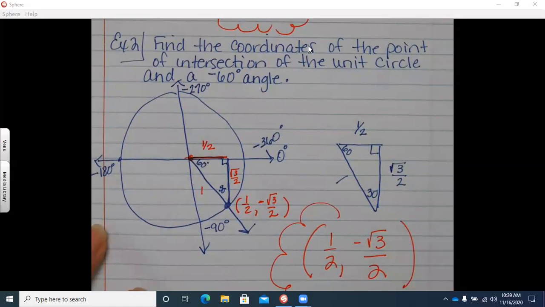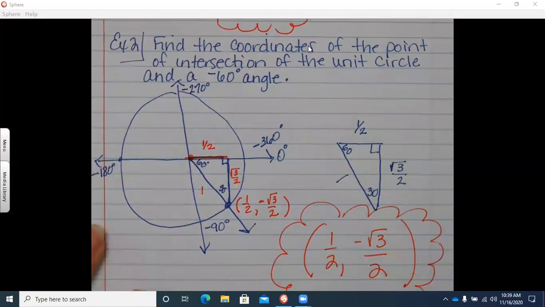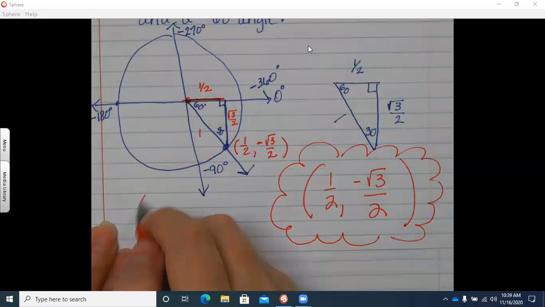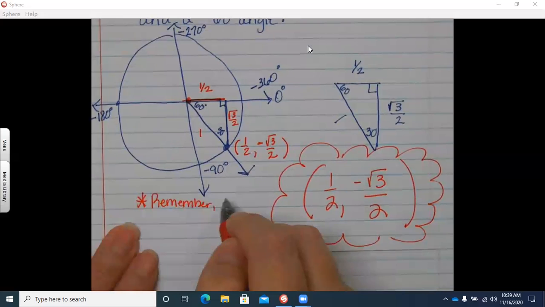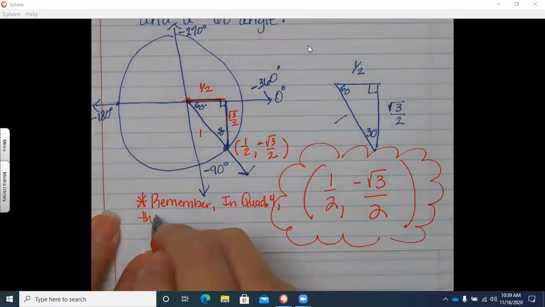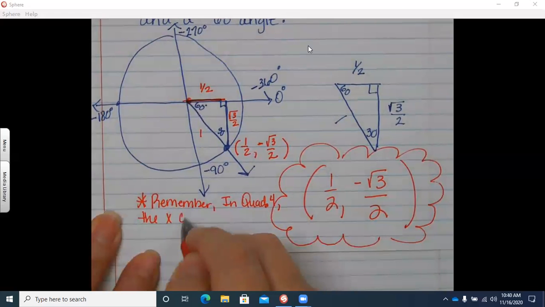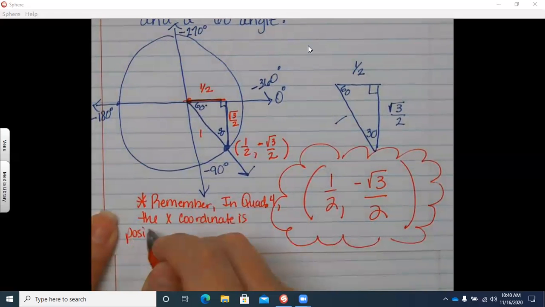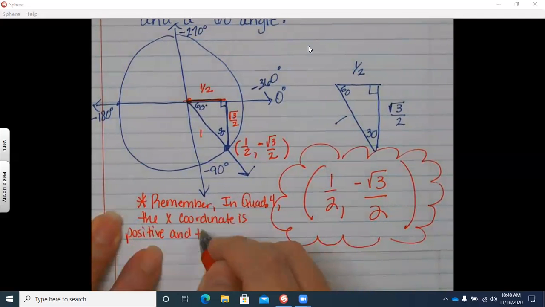That's going to be in quadrant 2, quadrant 1. Quadrant 1, your x and your y are both positive. Quadrant 4, x is positive, y is negative. Coolio. Let's make a little note. Remember, in quadrant 4, the x coordinate is positive, and the y coordinate is negative.